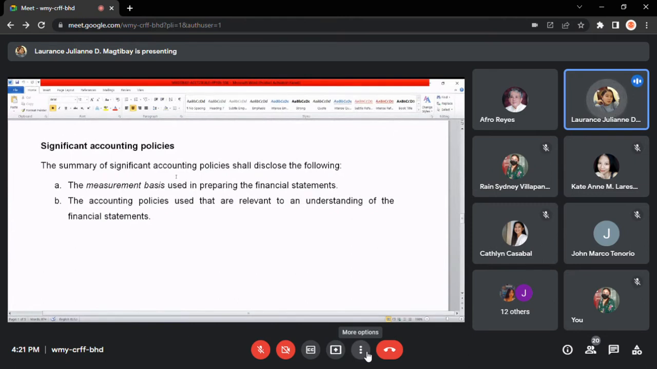Next, significant accounting policies. Those the preparing the financial statements. B, the accounting policies used that are relevant to an understanding of the financial statements.